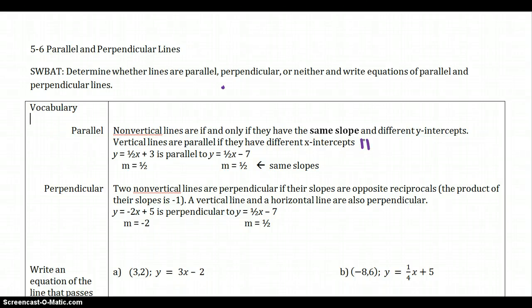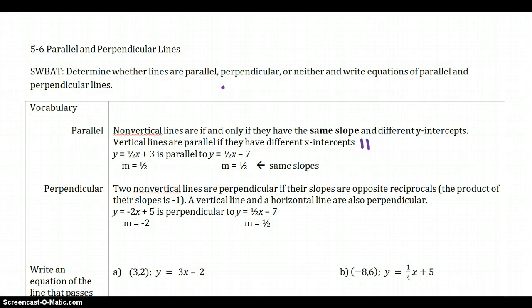And then, for example, right here we have y equals 1/2 x plus 3 is parallel to y equals 1/2 x minus 7, because the slope of this line is 1/2, and the slope of this line is also 1/2. Same slopes, therefore they are parallel.